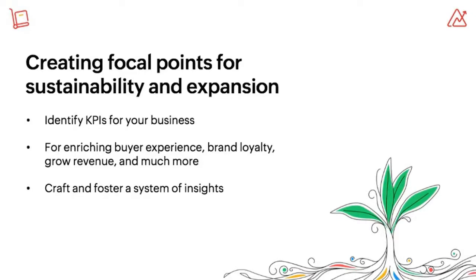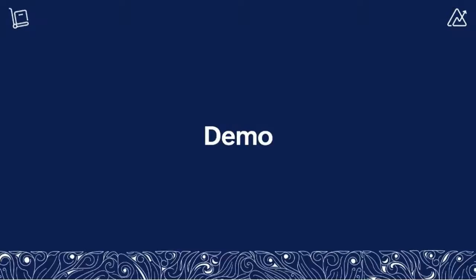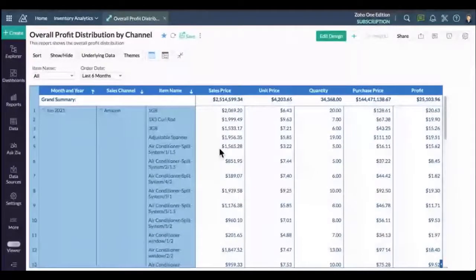Now, for this online retailer that I have considered, we have identified a couple of KPIs which might also be relevant to you. One is profit, and the other one is orders. Now, I'm going to show you how these two KPIs, when analyzed using a BI and analytics platform, can create focal points for sustainability and expansion to help you grow your business. So, I'm going to jump back to Zoho Analytics.